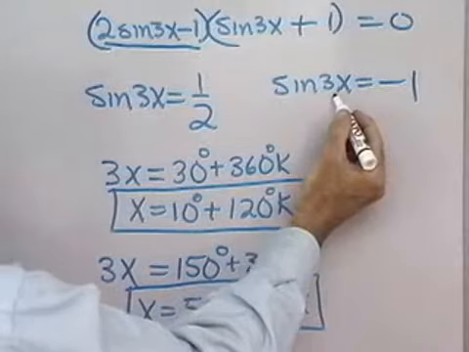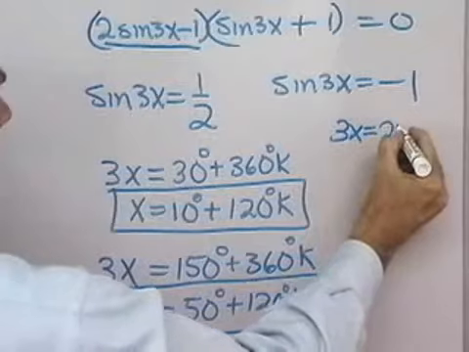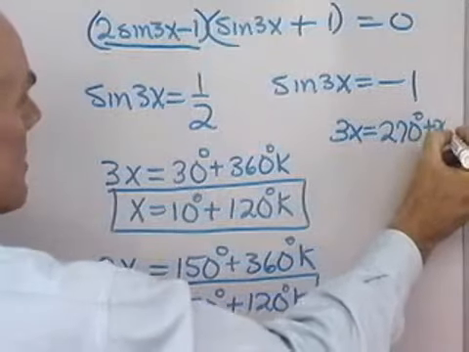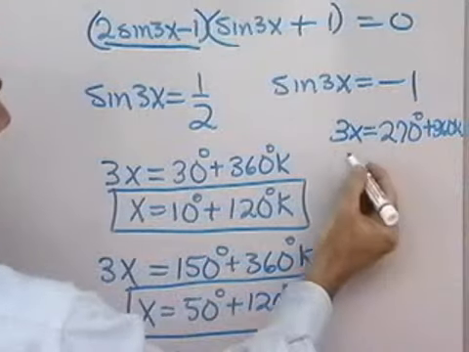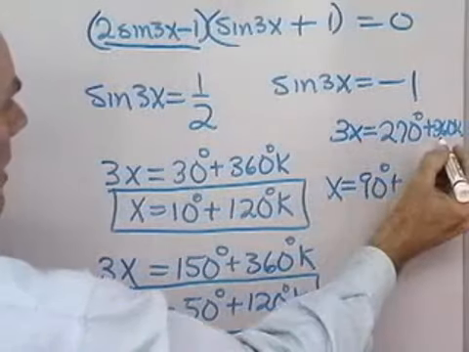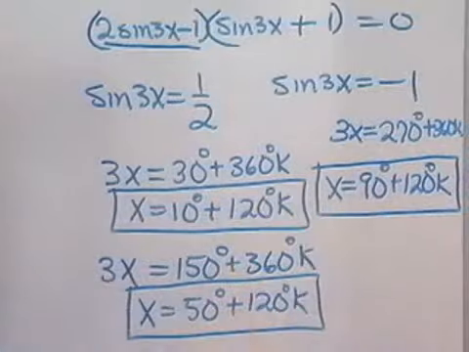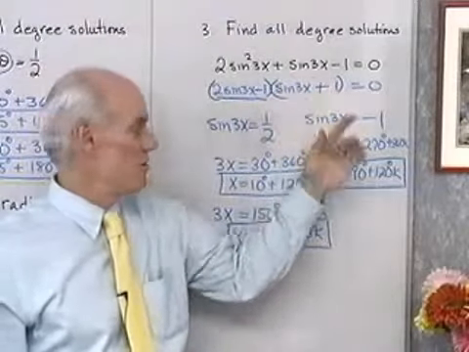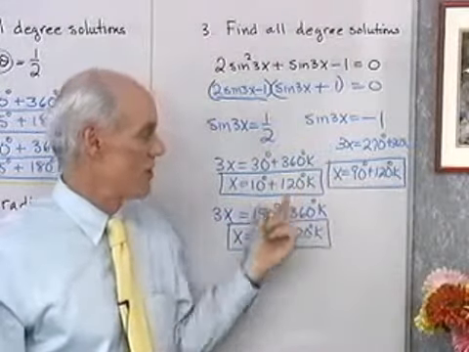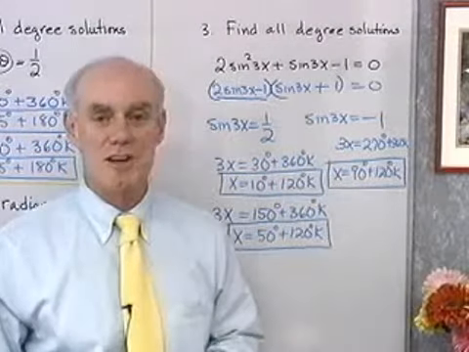I'll go over here to this. Sine 3x is equal to negative 1. That means that 3x is going to be equal to 270 degrees. There's my one solution between 0 and 360, plus 360 degrees times k. Divide both sides of this by 3. x is equal to 90 degrees, plus I'll divide that by 3, 120 degrees times k. So there's another set of solutions. So all solutions to this equation are contained in these three expressions together. So there's a quick look at solving equations that involve multiple angles.